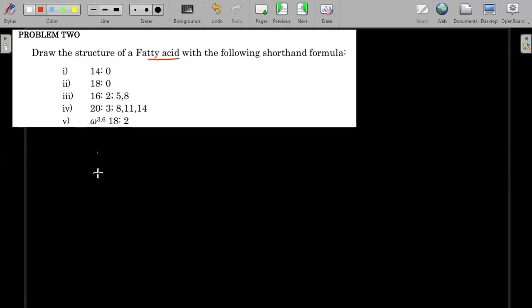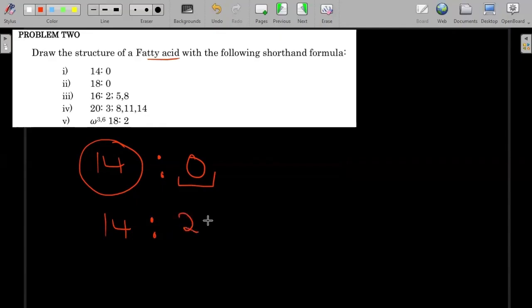Draw the structure of the fatty acid with the following shorthand formulas. Okay, so when they say 14 here, they mean this fatty acid has 14 carbons, okay, and then they say full colon, and then they indicate 0. So this 0 here indicates that it has no double bonds, okay, it just has single bonds like that. But when they say 14 maybe, and then they say full colon, and then they put 2, and then they put semicolon like that, okay, and then they put numbers there, maybe 5 and 8. Here they mean it has 14 carbons, okay, and then it has 2 double bonds at position what? 5 and 8.